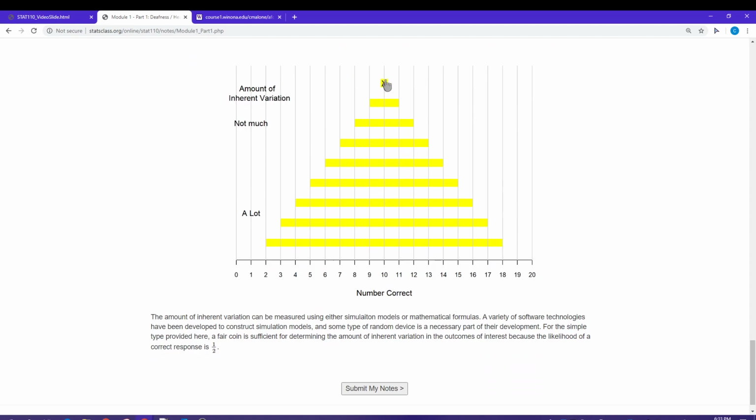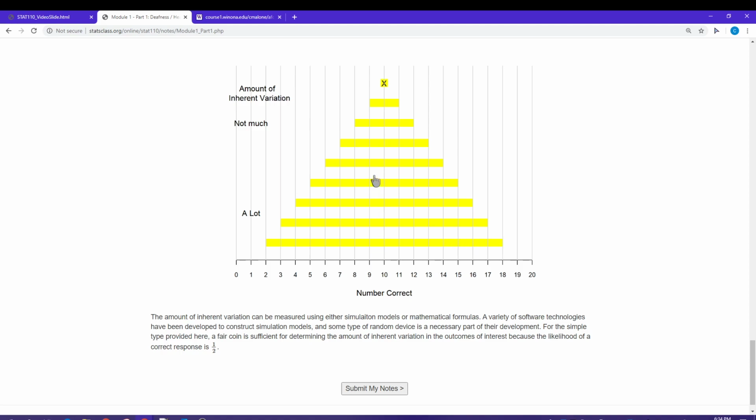So here I would expect to have about 10 correct for a deaf person. They could go from 9 here up to 11. They could go from 8 up to 12. This amount of drift up and down here is the inherent variation, or the variation due to just randomness. Up here near the top of the pyramid, I don't have much inherent variation. Here the inherent variation goes from 8 up to 12. Down near the bottom of this pyramid, I have a lot of inherent variation. That inherent variation drifts all the way down to 2 and all the way up to 18.